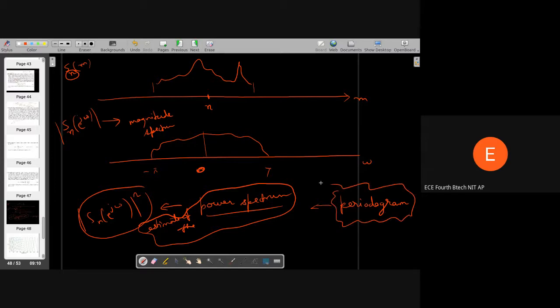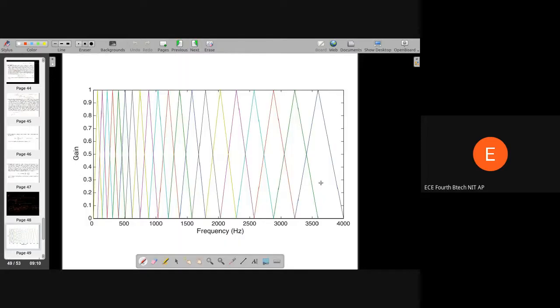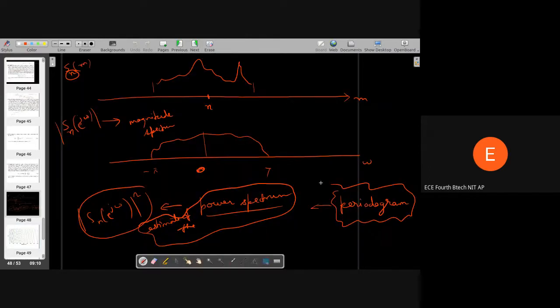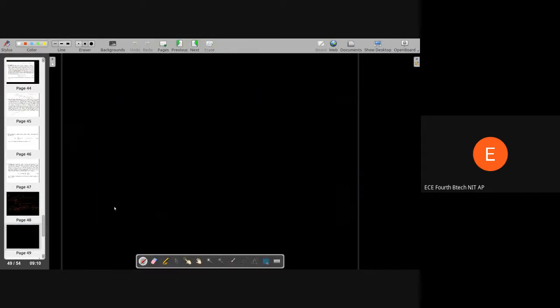So once you have this, you will impose this filter bank on top of that, the Mel filter bank that we got.